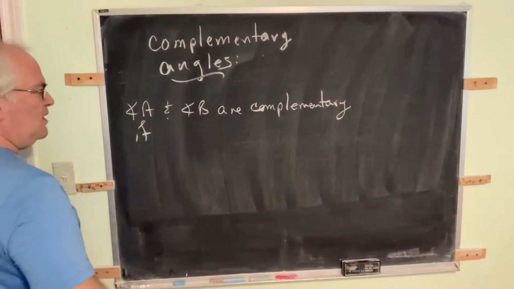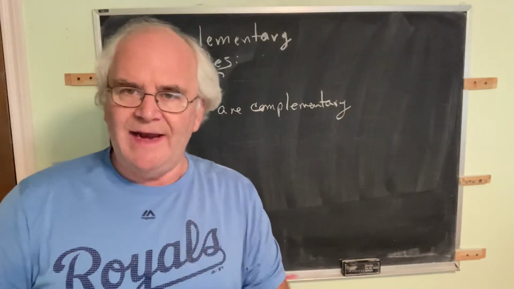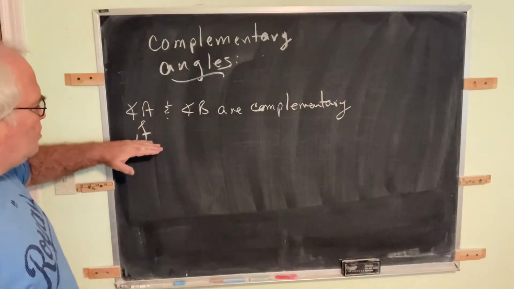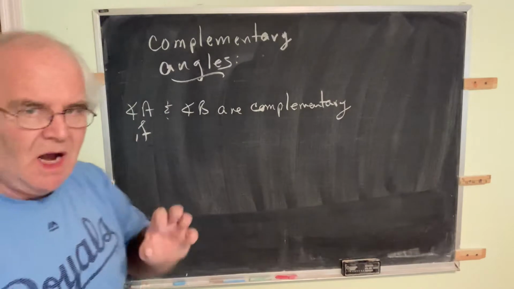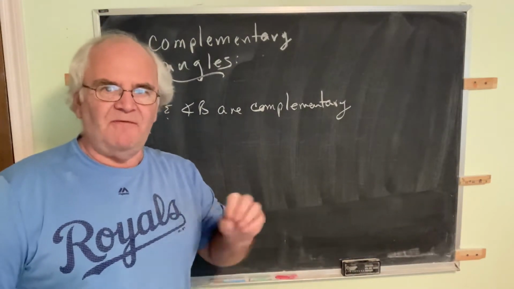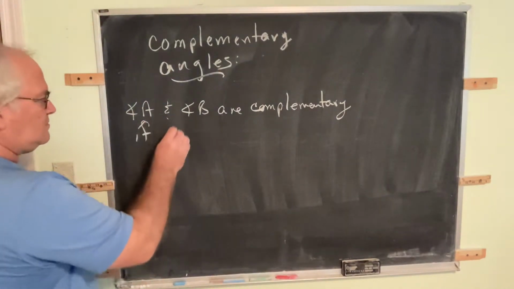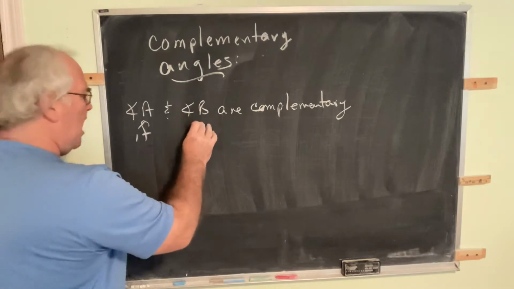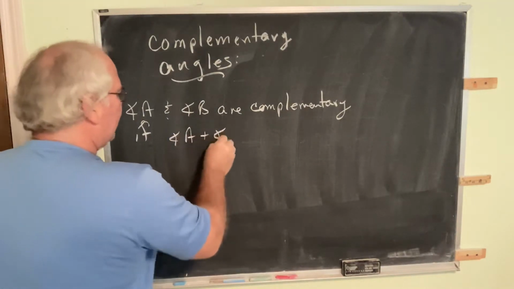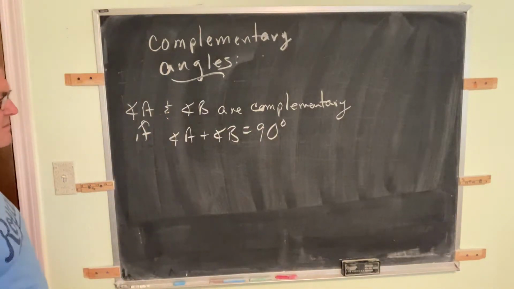If, what's the rule? What's required for complementary? Which one is complementary? Which one's supplementary? Which one is 180? Which one is 90? Remember, it's alphabetical. Complementary comes before supplementary, and the number 90 comes before 180. And so angles are complementary if, in this case, angle A plus angle B is equal to 90 degrees.